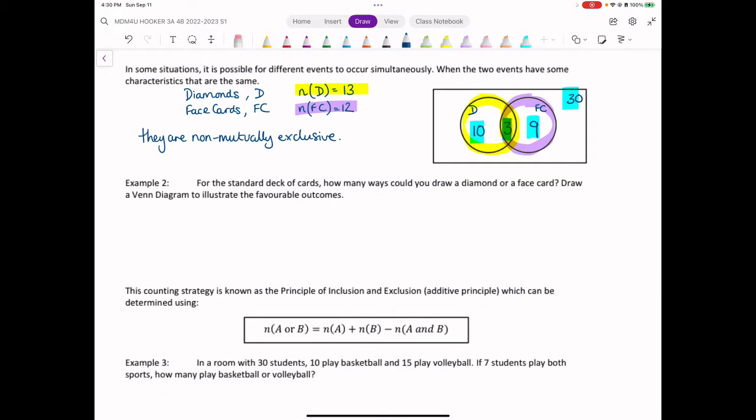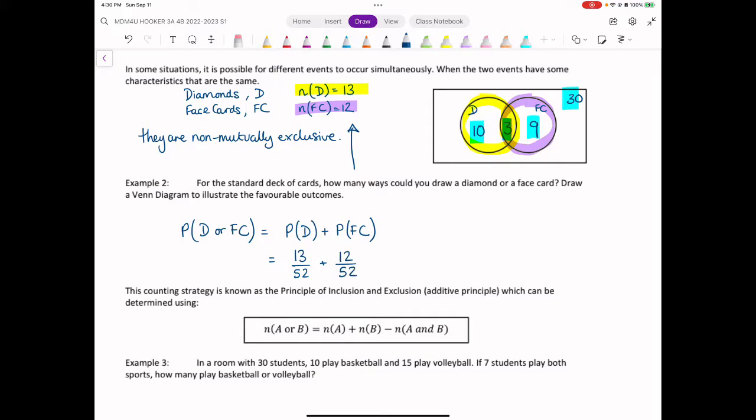Okay, so for a standard deck of cards, how many ways could you draw a diamond or a face card? So that's the Venn diagram to draw the favorable outcomes, right? What is the probability of drawing a diamond or a face card? So the probability of drawing a diamond or a face card is simply equal to, let's have a look. We've got the probability of drawing a diamond, plus the probability of drawing a face card. And we know that we have these values here to help us with that, right? So we have diamond is 13 of them out of 52. We know that face card is 12 out of 52.